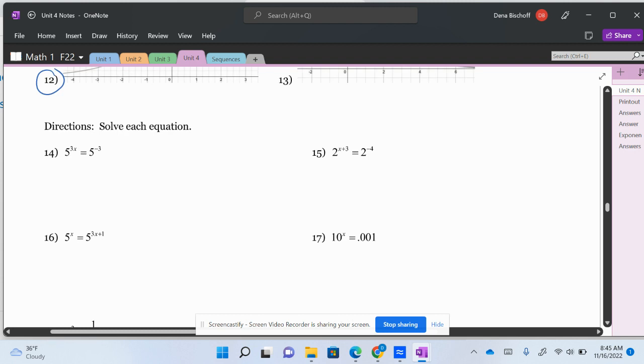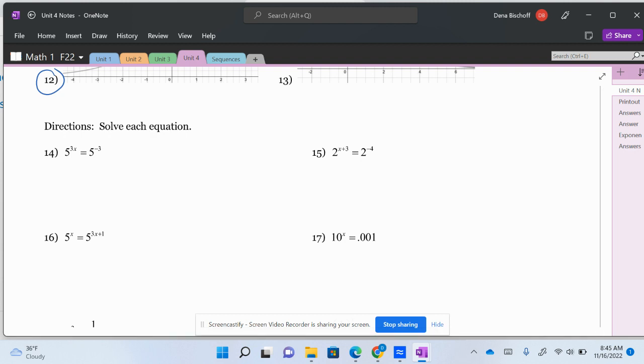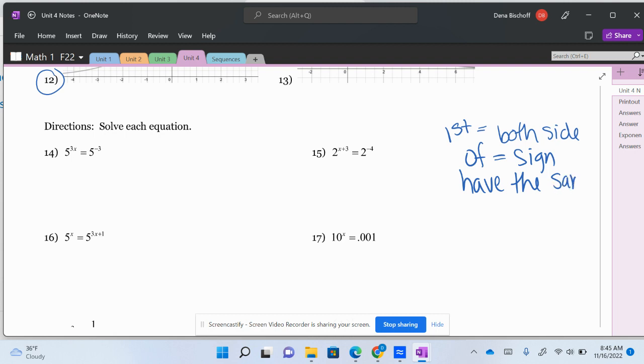So you are going to eventually have to start solving exponential equations. These are two exponential equations. So here's the trick to this. First, you need to be sure that both sides of the equal sign have the same base. Okay? You need to make sure that both sides of the equal sign have the same base. And then if they do, once you get the same base, you set the exponents equal to each other.